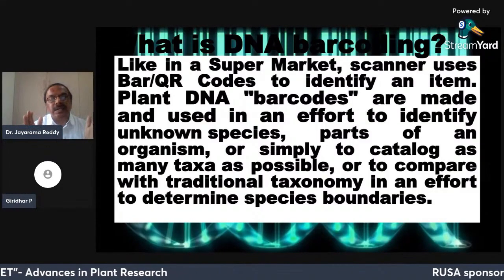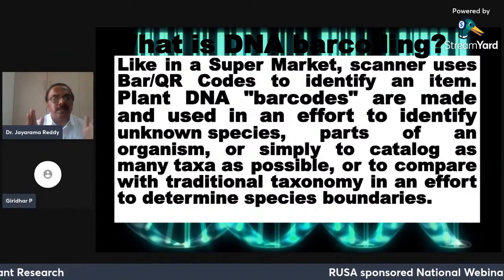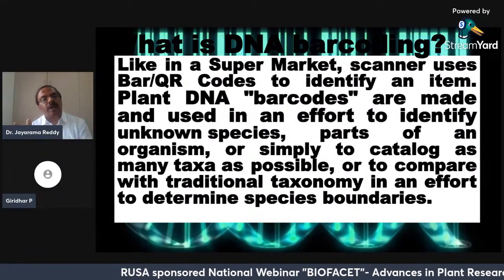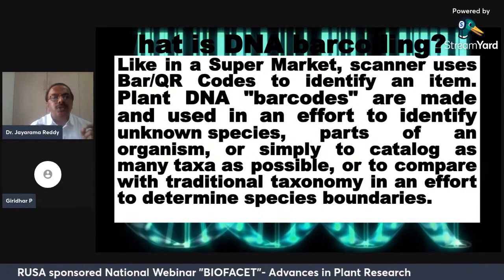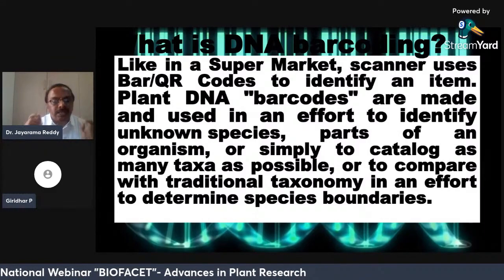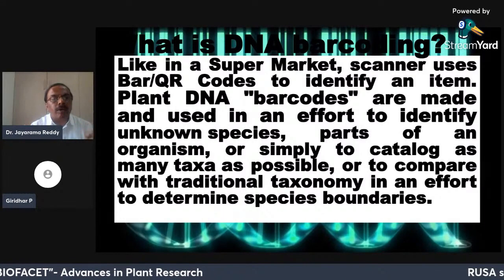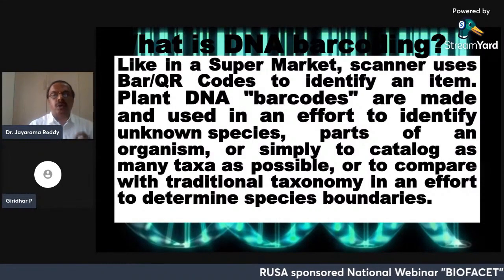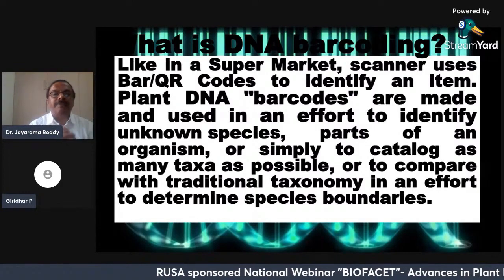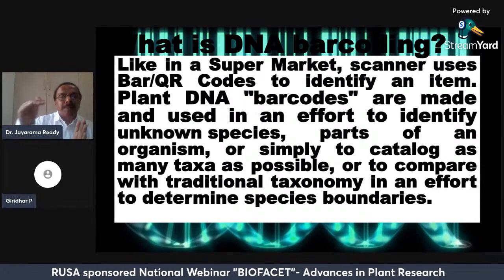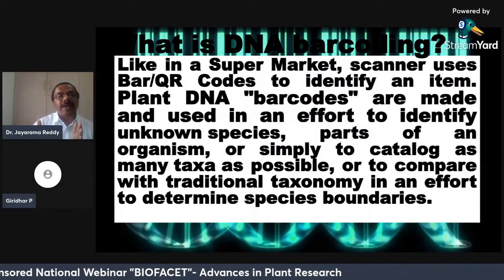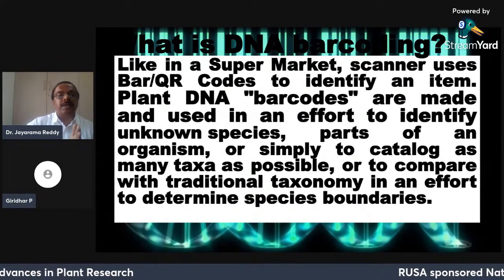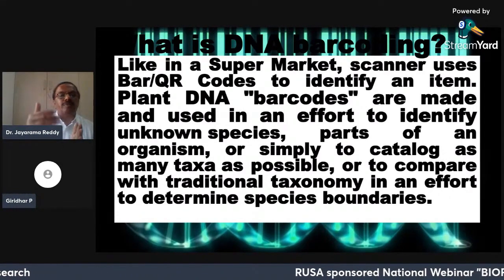Each and every item that is kept in the supermarket has a barcode. Earlier we had barcodes, now we have QR codes, and by using the barcodes, the customer can identify the product. At the same time, even the stock manager or storekeeper can identify the item. Similarly, plant DNA barcodes are made in the same way for the known species which are kept in the library, and for the unknown species also we have to create them.